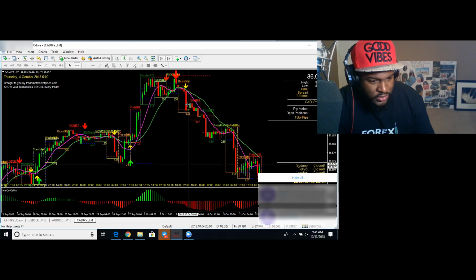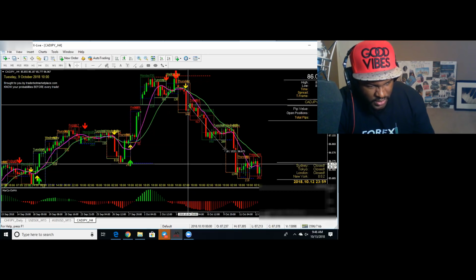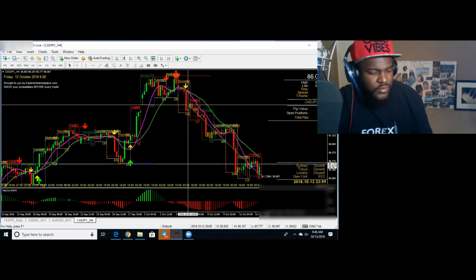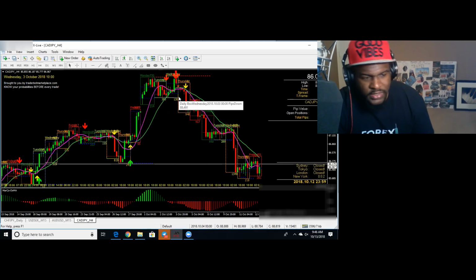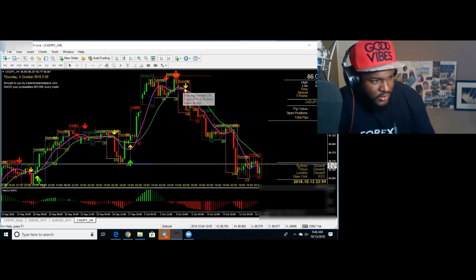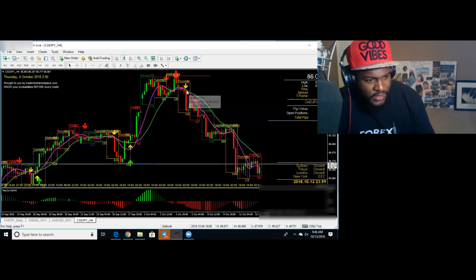So let's say I took this trade. I took it to here. 240 pip move. Another good confirmation that it is dropping, that CAD JPY, that's what we're looking at. Another confirmation is the crossing of the arrows. Come up here, cross down.